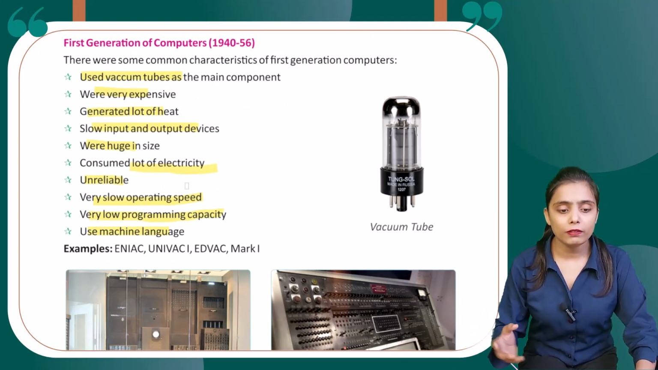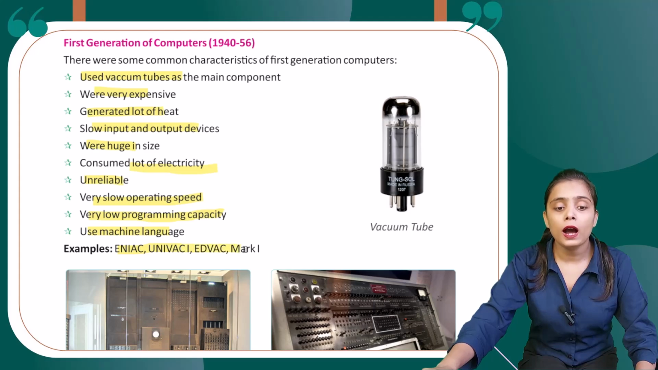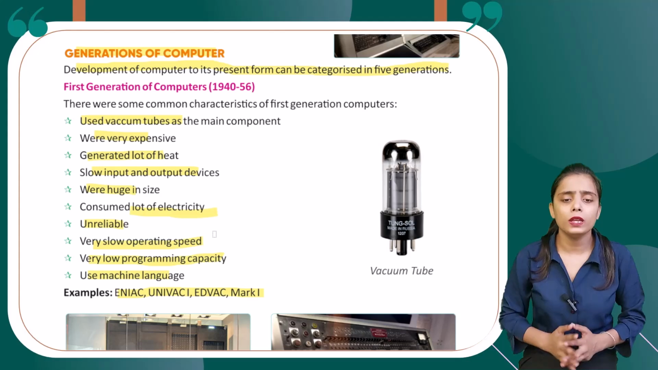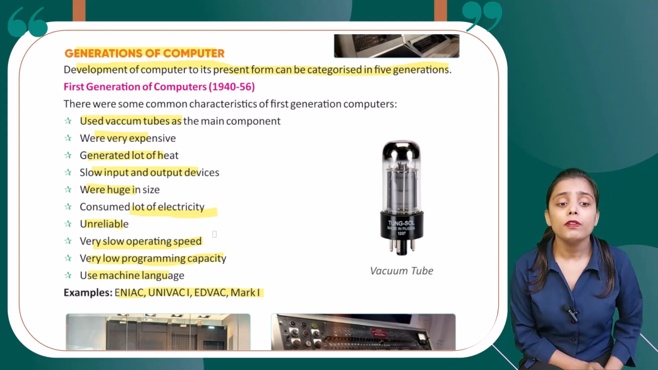used machine language. Okay, for example, as you already know, at that moment machine language was in 0 and 1's form, binary language. Okay, and examples of that time computer are ENIAC, UNIVAC 1, EDVAC and Mark 1. So students, let me tell you one thing. First generation of computers were very expensive, plus they were very huge in size.